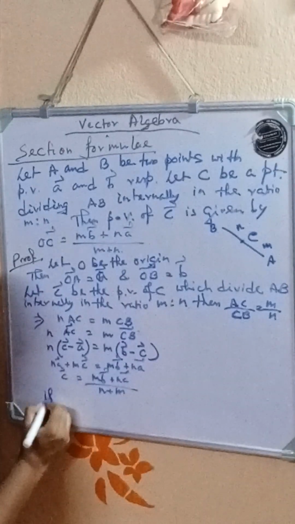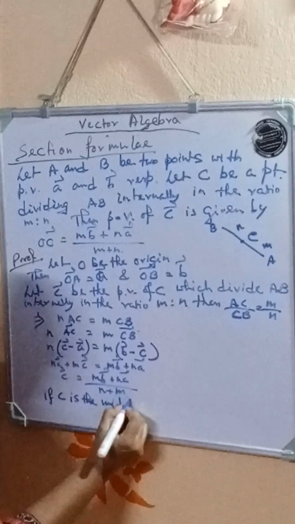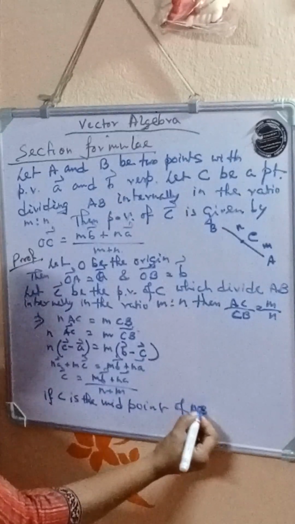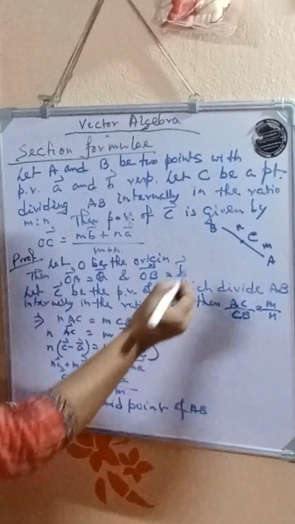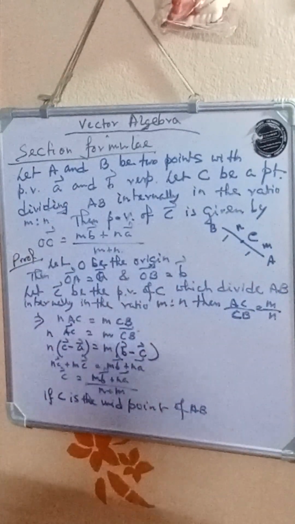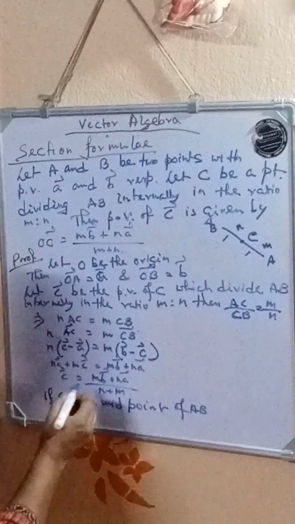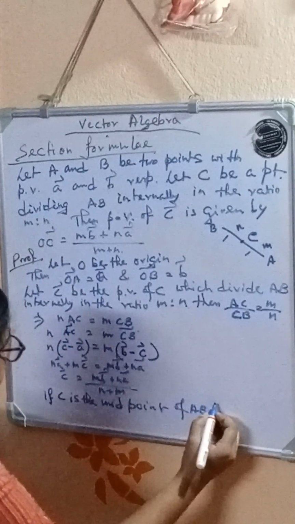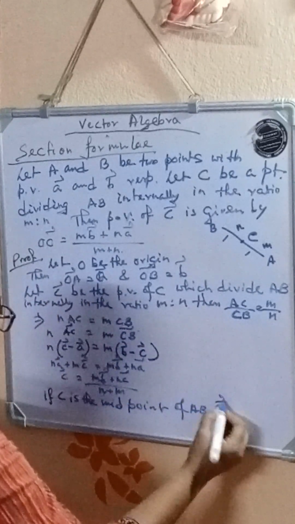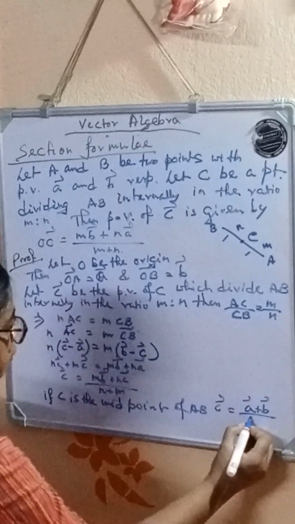If C is the midpoint of AB, then C divides AB in the ratio 1:1. Therefore, if we put 1 in the place of m and 1 in the place of n, then the position vector of C equals (A vector plus B vector) by 2.